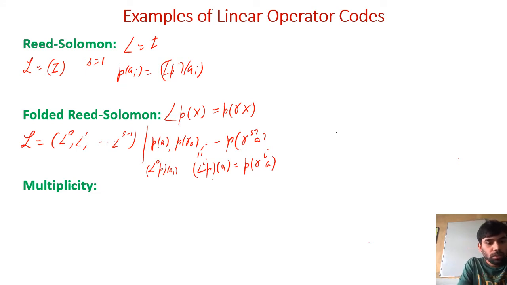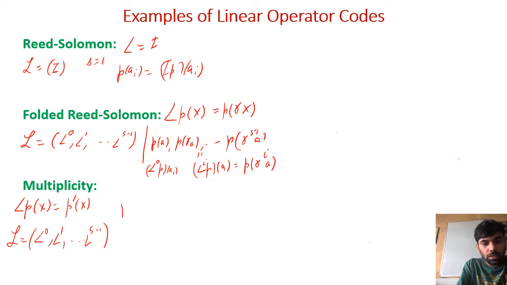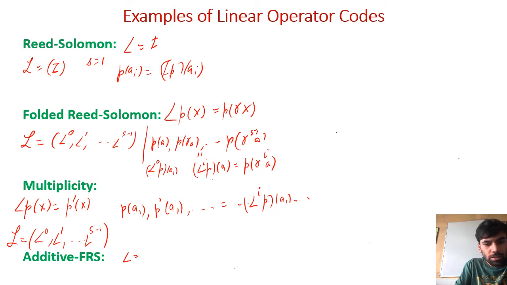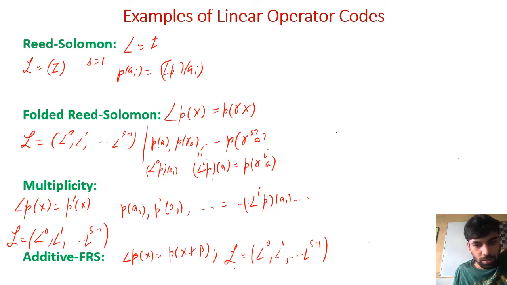For the multiplicity codes, the linear operator L is, as you would have guessed, just the derivative operator, and indeed the collection is nothing but various iterates of this operator. So the s minus 1th operator is just taking s minus 1 derivatives, and indeed at a location we specify p, the various derivatives of p, which is the same as just applying the operator to p and then evaluating it. Similarly, for the additive FRS codes, in this case this linear operator is given by just an additive shift, and pretty much the same thing happens. The collection is just an iteration of the same operator. I'll leave you to figure out the equivalence of additive FRS codes this way.